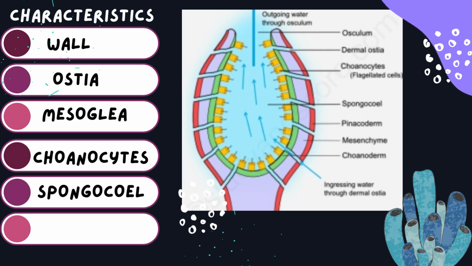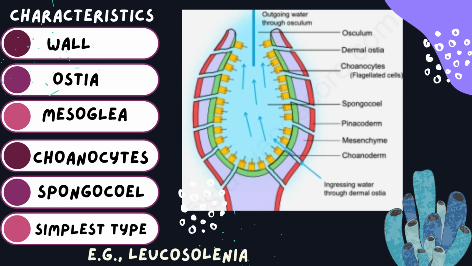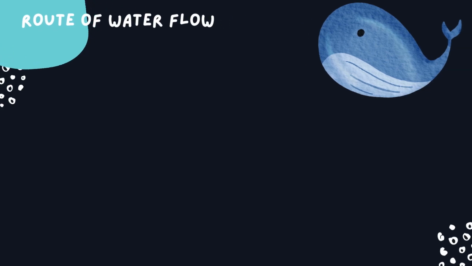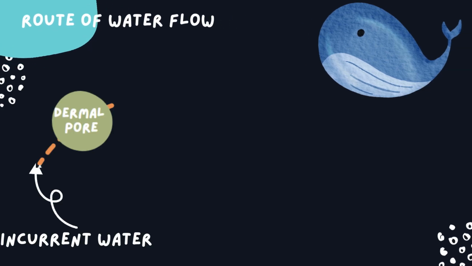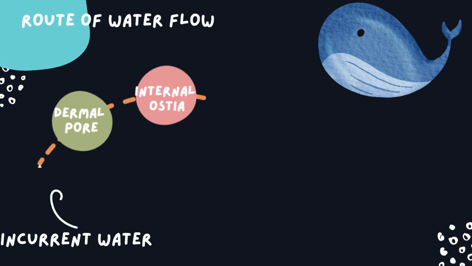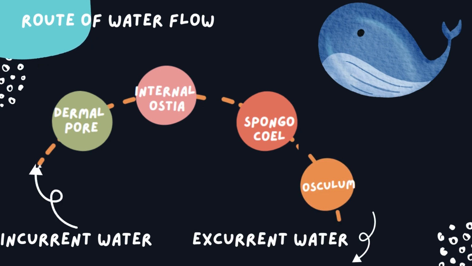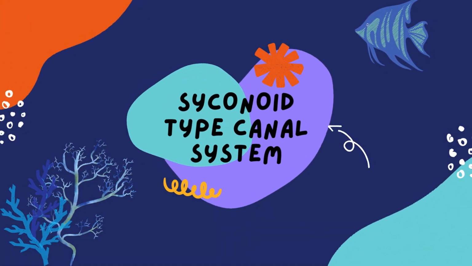The asconoid canal system is found in members of order Asconosa or Homocoela, for example, Leucosolenia, Clathrina, etc. These sponges have a vase-like body and radial symmetry. Route of water flow: the water comes in through the dermal ostia, then goes to the spongocoel and goes outside through the osculum. The second type is the syconoid canal system.